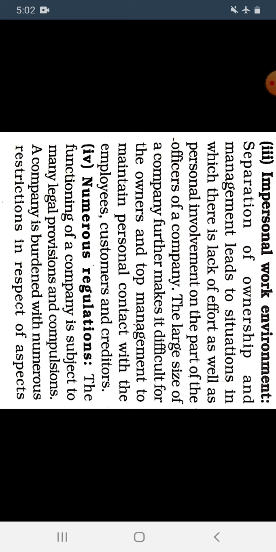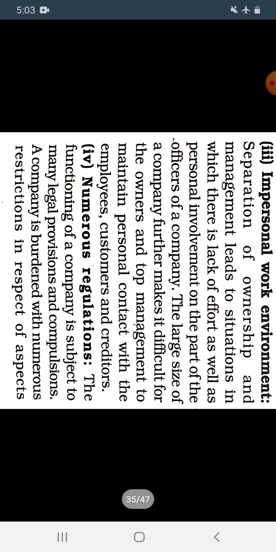So next one is numerous regulations. There are a number of regulations that exist for the company. The functioning of a company is subject to many legal provisions and compulsions. When the company starts functioning, there are loads of legal provisions, rules and regulations, and too many compulsions. A company is burdened with numerous restrictions in respect of aspects including auditing, voting, filing of reports, preparation of documents, and is required to obtain various certificates from different agencies.